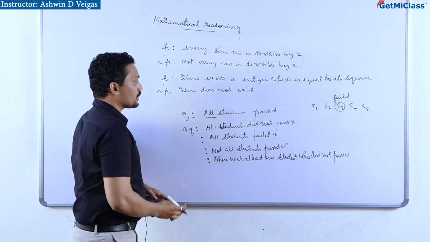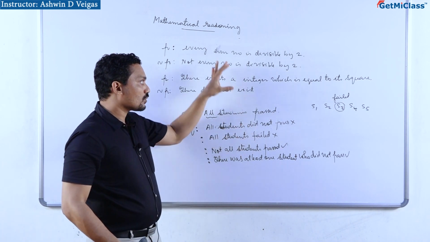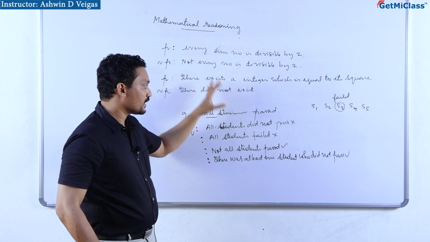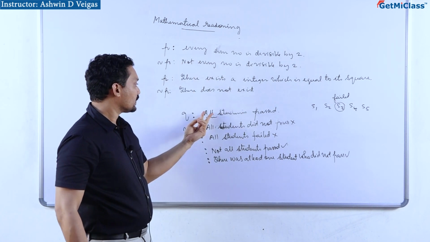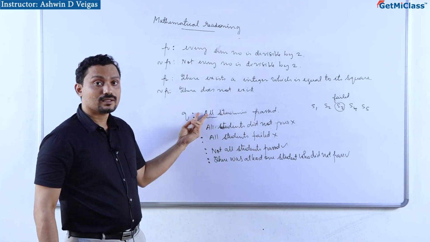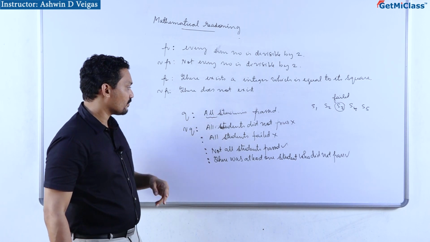So, mainly whenever a quantifier comes, we have to be very careful with the negation, especially when a quantifier like all comes. Here you have to be very careful.